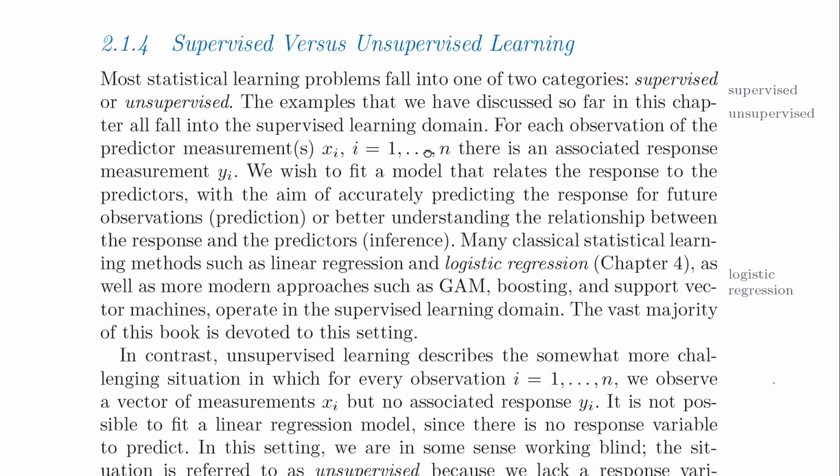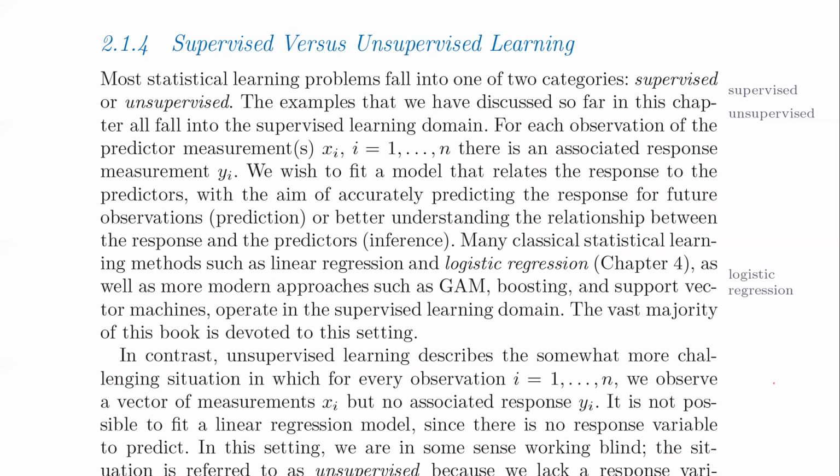And let's move here. So supervised versus unsupervised learning. Most statistical learning problems fall into one of two categories. That's your supervised or unsupervised. The examples that we have discussed so far in this chapter all fall into the supervised learning domain. So let's back up for a second. Everything that we've discussed so far is supervised, where you have inputs and an output.